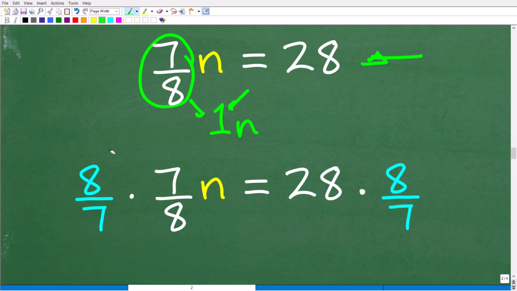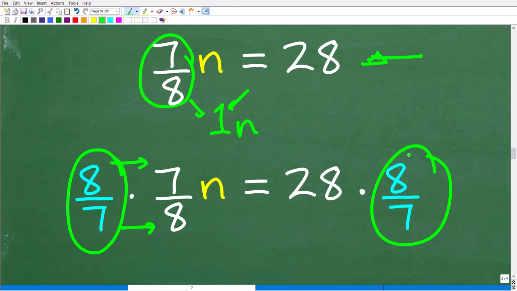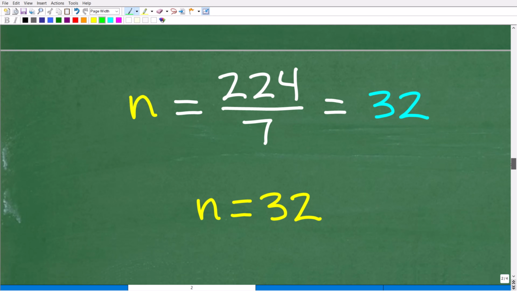Now, the reason why this is an easy way to do this is because when we multiply these two fractions, we're going to have 8 times 7 over 7 times 8. All of this right here is going to be equal to 1. But remember, in algebra, the rule is whatever we do to one side of the equation, you have to do the exact same thing on the other side. Okay, so you just can't do this on one side. So let's go ahead and multiply both sides of the equation by 8 over 7, and we will have solved for n. So let's go ahead and take a look at the final solution.